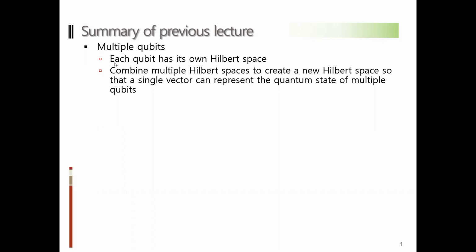And in the early lectures, we generally assumed that each qubit has its own vector space, or more specifically a Hilbert space, meaning that it is a good linear space with a well-defined concept of the inner product. And then what we can do is combine more than one qubit together. Because each qubit carries its own Hilbert space, we combine multiple Hilbert spaces to create a single new Hilbert space.